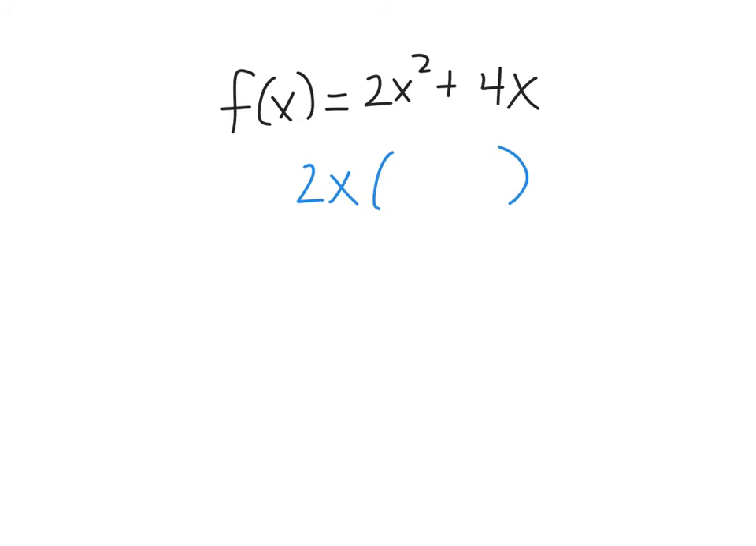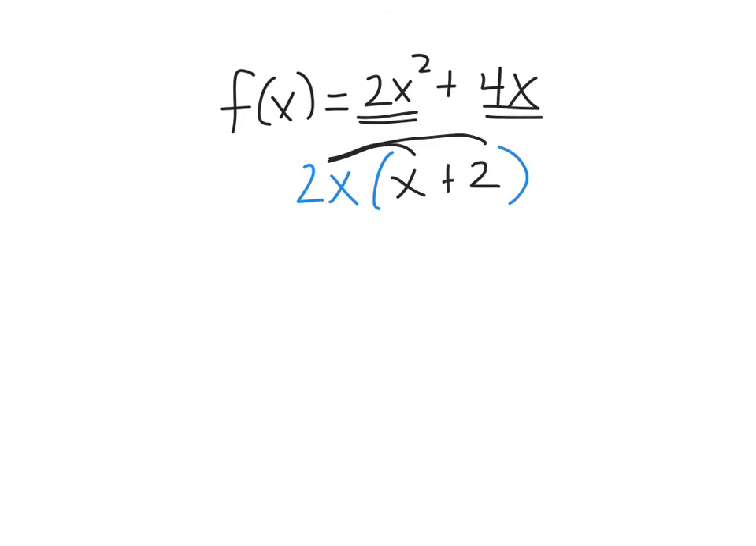Now what I'm basically doing here by factoring a 2x out of the equation is I'm doing the reverse of distributive property. I'm looking at what do I multiply this by times here to get 2x squared. 2x times x gives you the 2x squared. And 2x times what is going to give you 4x? Positive 2.